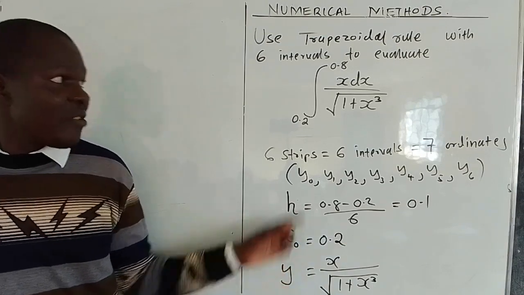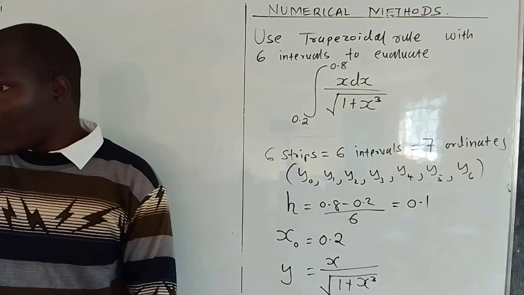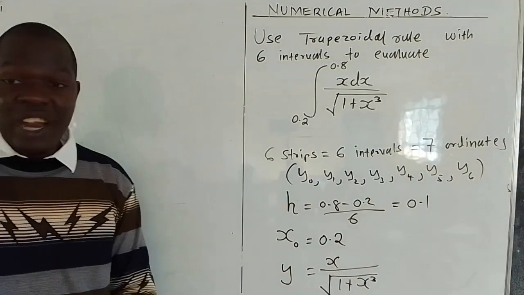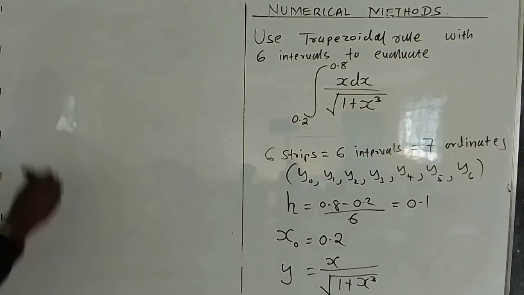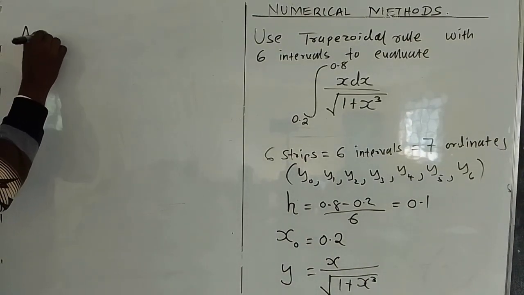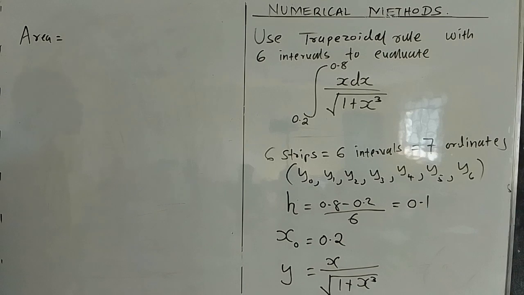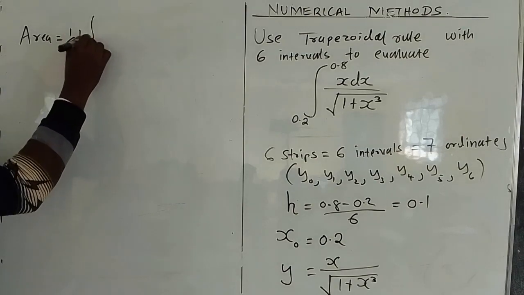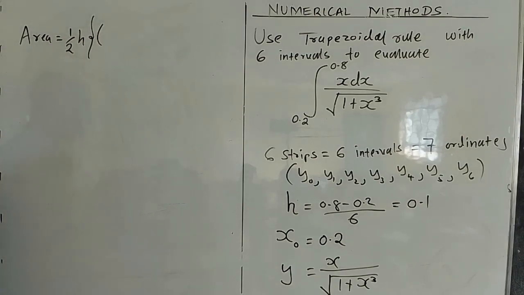After that, you get the function from that integral, isn't it? Then now what do you do? You write the formula for the trapezoidal rule. So how do we get the area with the trapezoidal rule? Mid-ordinate was h, trapezoidal rule was a half h, isn't it? So it is a half h, then into sum of n's, isn't it?